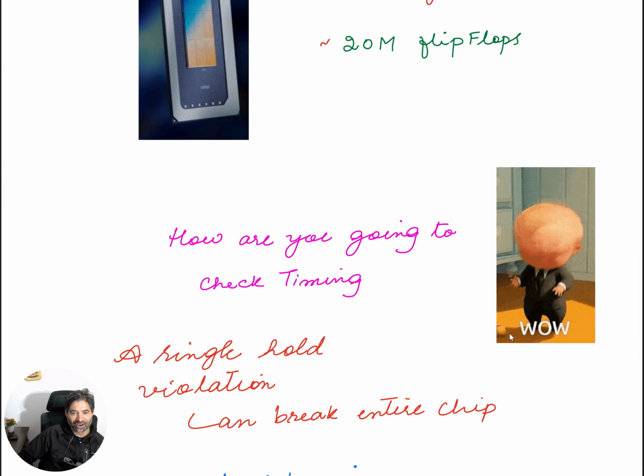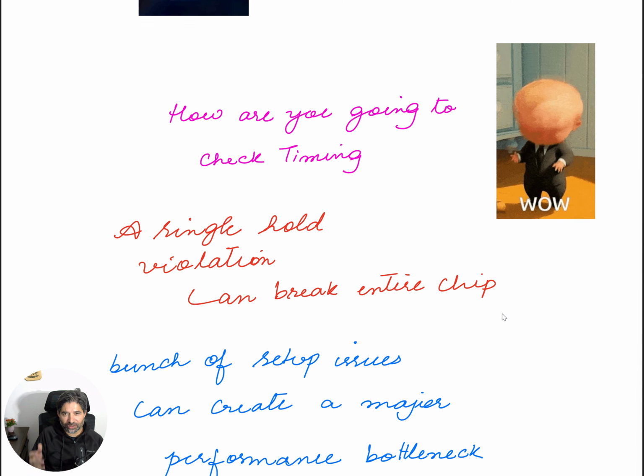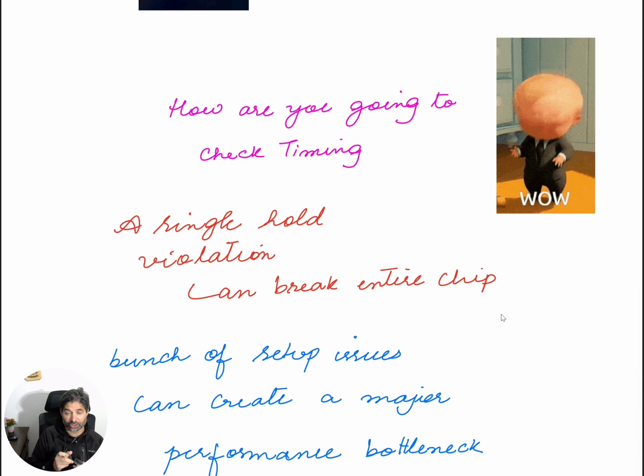But think of that now. Considering that big chip, how will you close timing? How will you check timing? A single hold violation on your chip can kill the entire chip. And setup violations may not be catastrophic, but think of that. If you have setup problems on certain interfaces or certain endpoints, that can create a bottleneck for the performance number that you want to hit. So that can have a big impact when a chip goes to market.